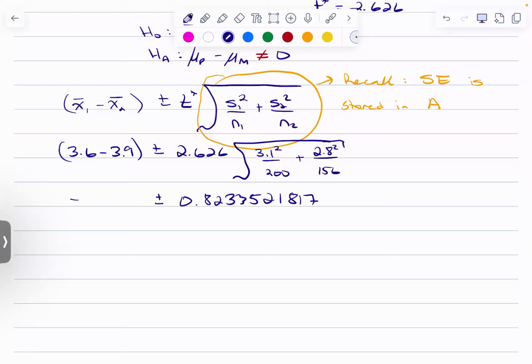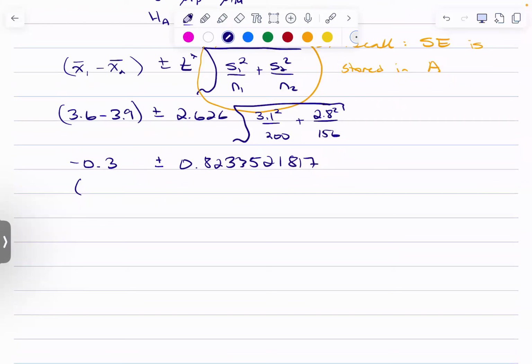I get 0.8233521817 and negative 0.3. Negative 0.3 minus that guy, I get negative 1.123352182, up to negative 0.3 plus 0.823352. Quicker to just write it out, 0.5233521817.